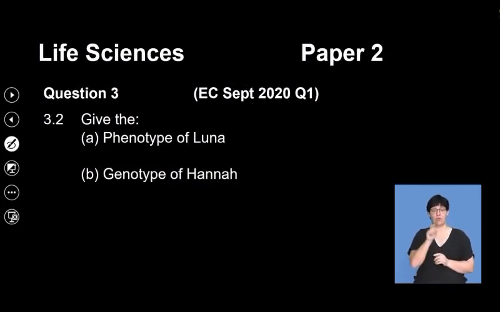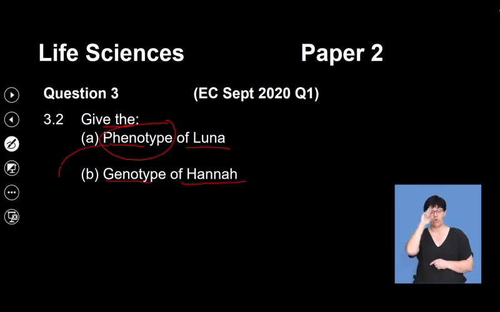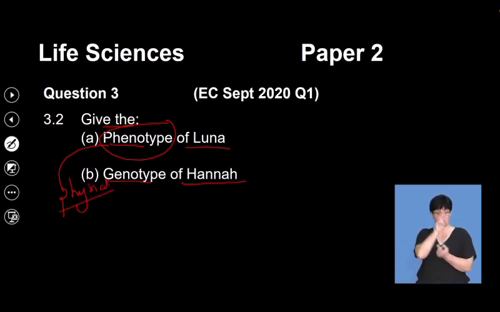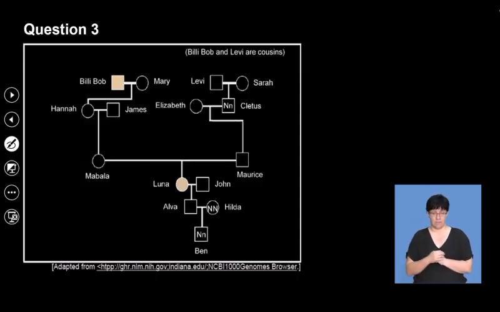Question 3.2. Give the following: the phenotype of Luna and the genotype of Hannah. Now guys, the importance of the word phenotype, remember, I often have to remind myself that phenotype refers to the physical appearance, so we're looking at the physical appearance of Luna, as well as the genotype makeup of Hannah. So let's get back to the diagram. So we're going to look at Luna.